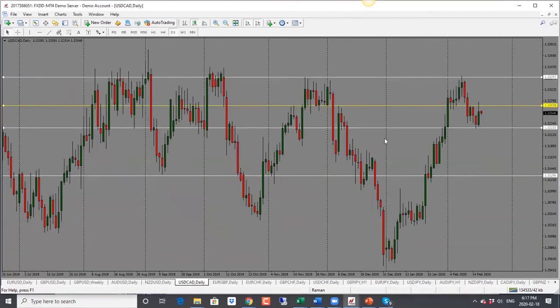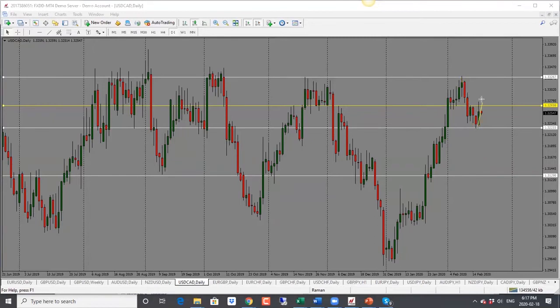Dollar CAD here, we saw price bounce off of this level. It is into resistance at this point, so bias is bullish here. But the concern with this one, I would be cautious, because it could just be a pullback for a further drop. So that's something that we need to be cautious about.